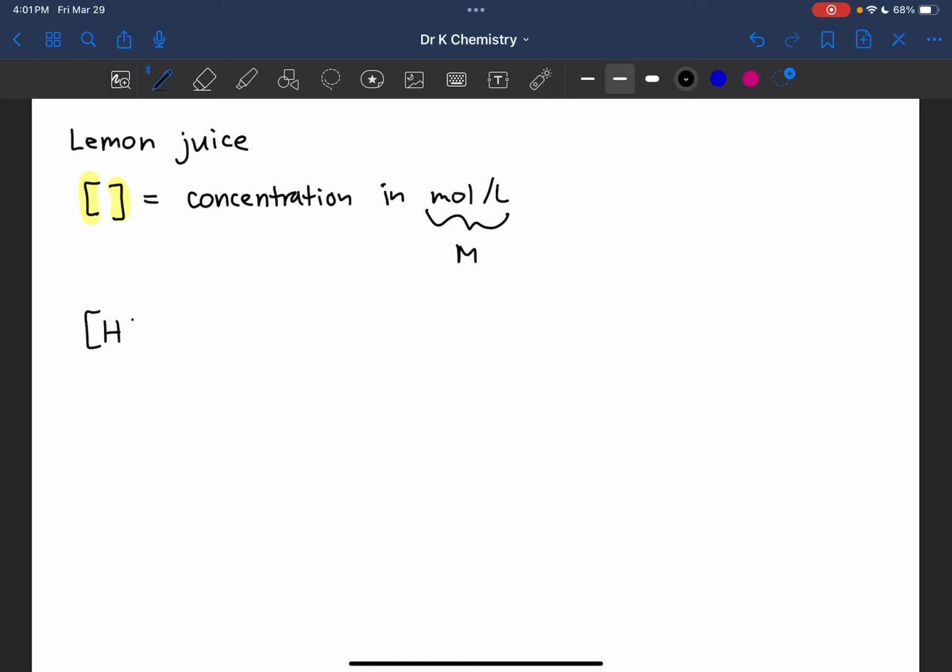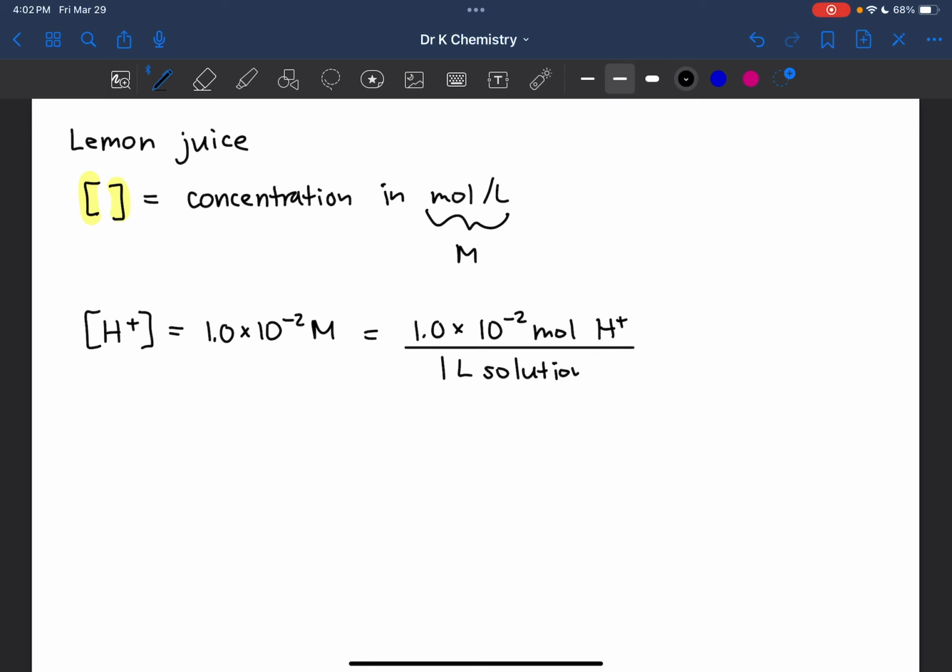So if in lemon juice we were to take the concentration of hydrogen ions, it would be 1 times 10 to the negative 2 molar, which really means that you have 1 times 10 to the negative 2 moles of hydrogen ions per liter of solution. Or you could plug that in and get a decimal, and you would find that that's 0.01 moles of hydrogen ions per liter of solution. That is a pretty small number, and they can get even smaller than that. So having to deal with scientific notation and all of these exponents can be a little frustrating.